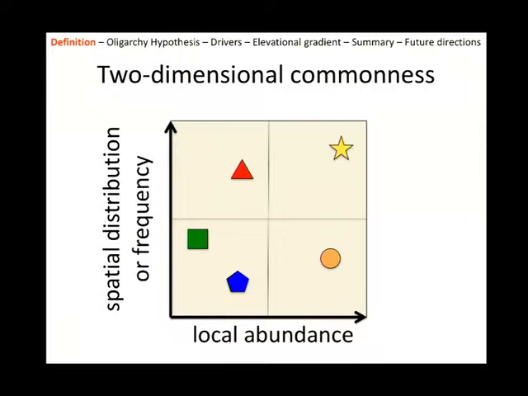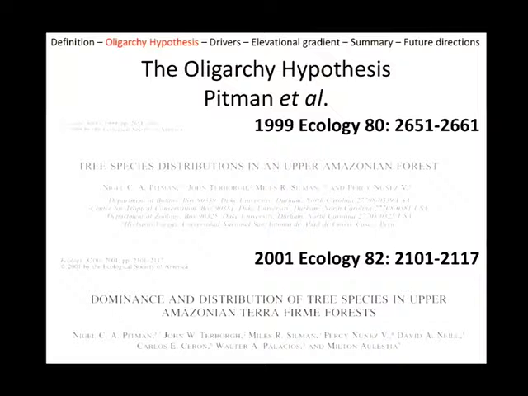This two-dimensional framework for the study of commonness is potentially very useful, but it's not very easy to implement in practice. I will talk later about some ways of doing that. This two-dimensional framework is central to the oligarchy hypothesis. This is a very influential idea proposed 15 years ago by Pitman and colleagues.